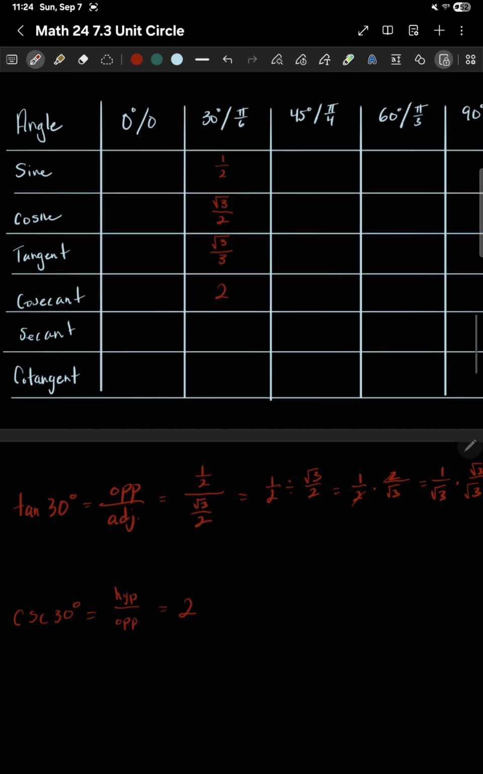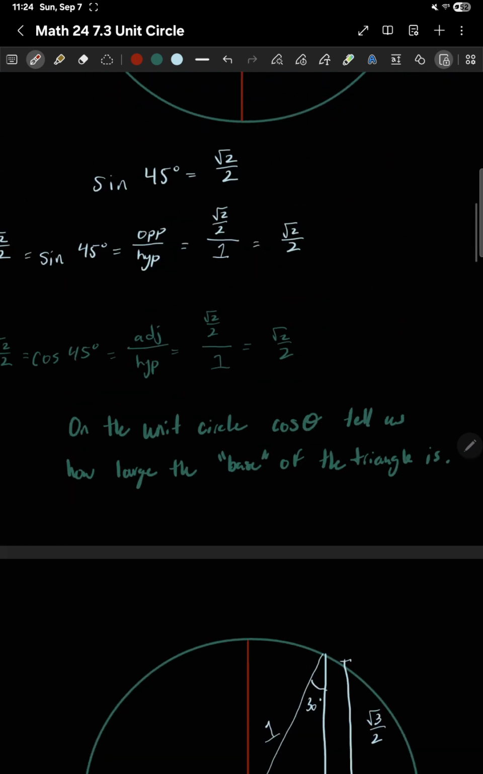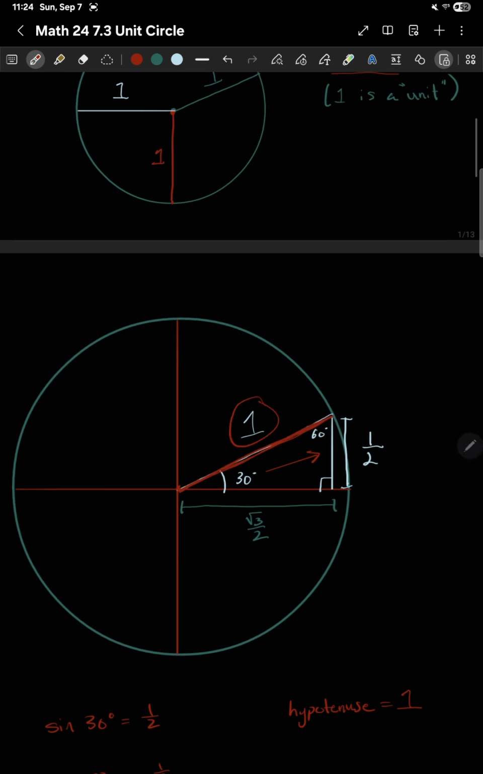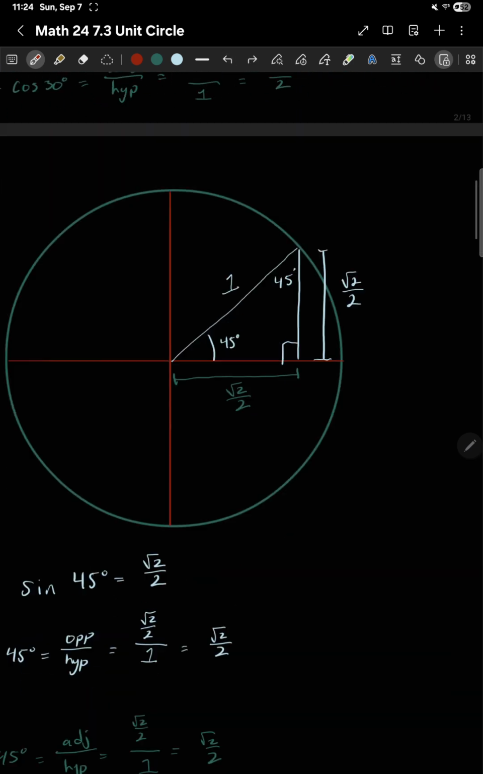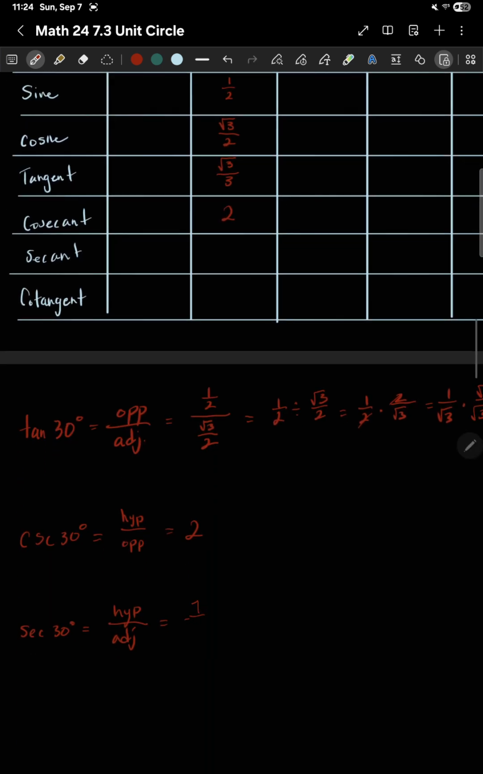Okay, I'm going to do secant, but I'll do secant the long way. So secant of 30 degrees is equal to hypotenuse over adjacent, just in case the algebra confused you for cosecant. So hypotenuse over adjacent. So we're going to scroll back up to our 30, 60, 90 triangle. And so our hypotenuse, well, that's 1. It's always going to be 1 on the unit circle. And our adjacent side is square root of 3 over 2. So hypotenuse is 1, adjacent side is square root of 3 over 2. So we have 1 over the square root of 3 over 2.